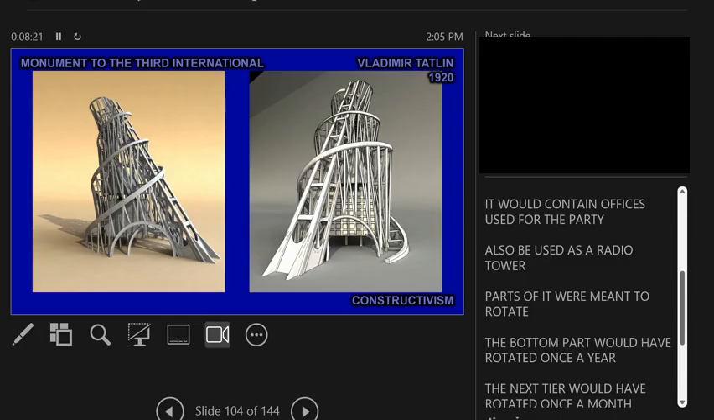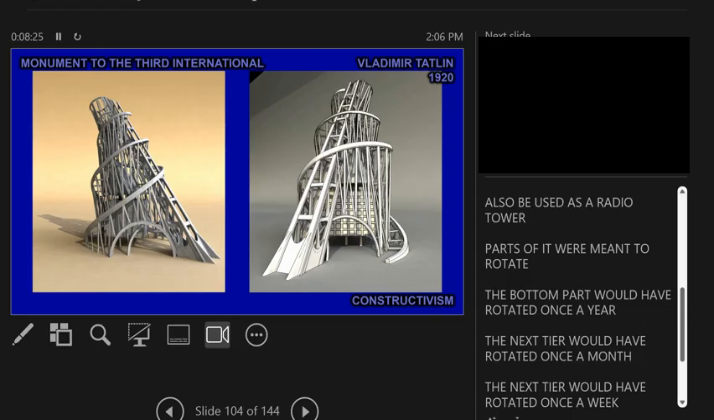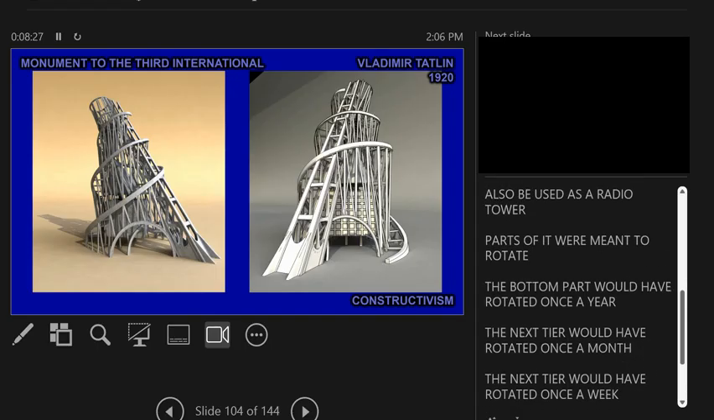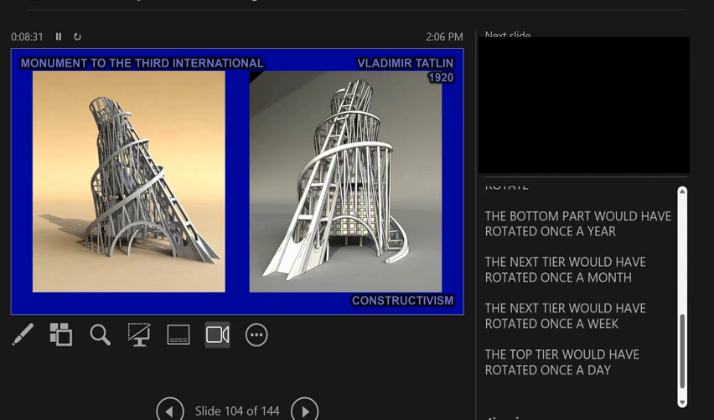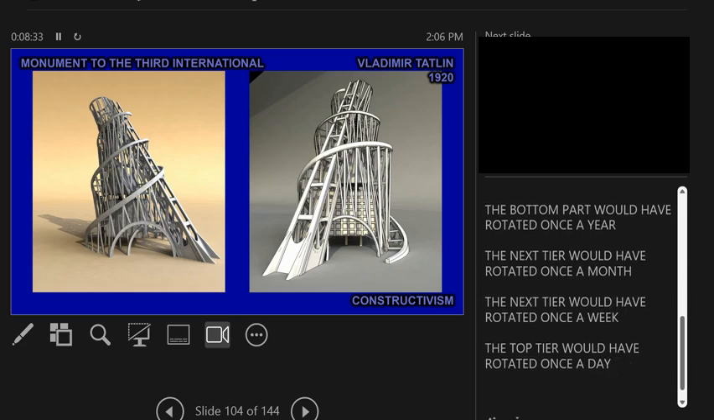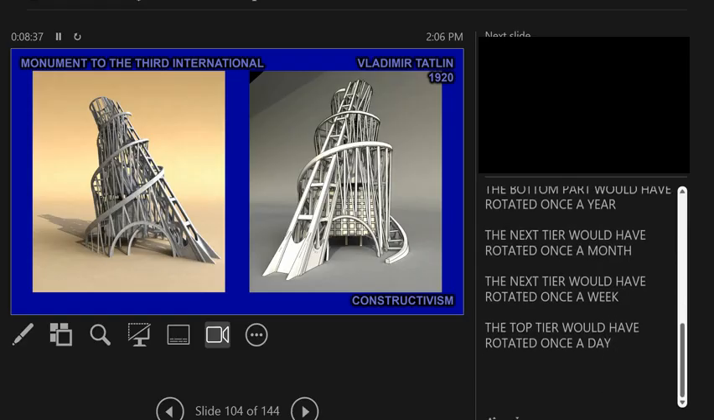It would contain offices used for the party. That means the Communist Party. And it was also meant to be used as a radio tower. And parts of it were meant to rotate. Check this out. The bottom part would have rotated once a year. The next tier would have rotated once a month. The next tier would have rotated once a week. And then the top tier would have rotated once a day. Can you imagine office buildings doing that?